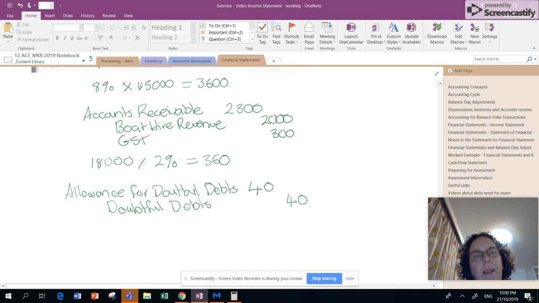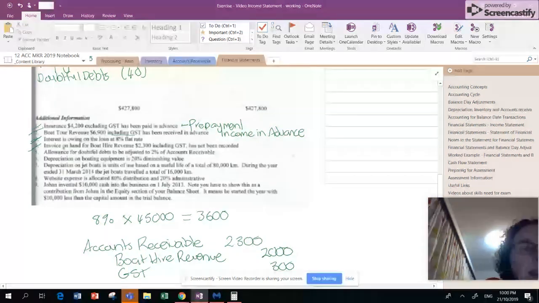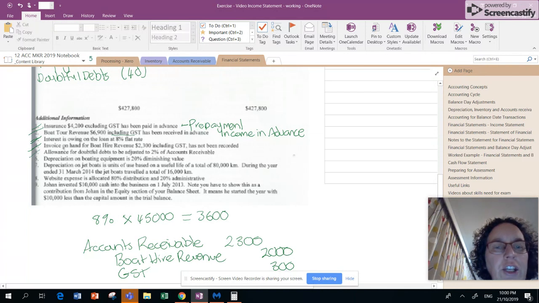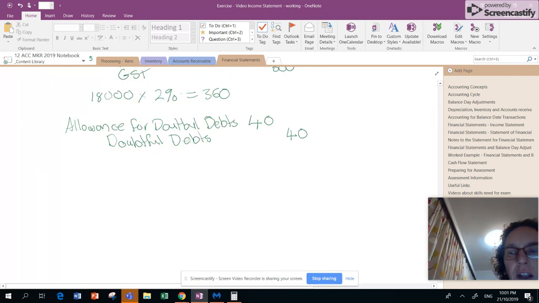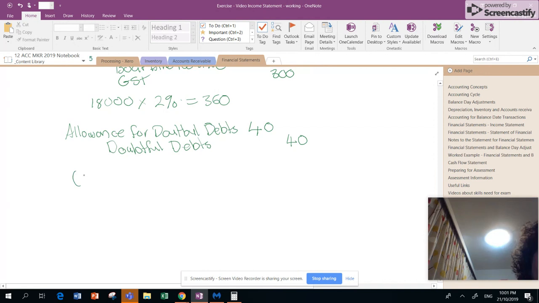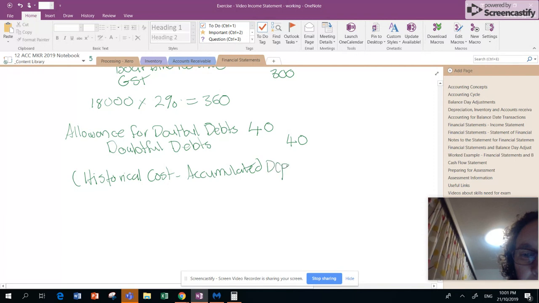Right, now we've hit our depreciation. So remember, we've got different types of depreciation. We've got straight line, we've got diminishing value, and we've got units of use. Our first one is a diminishing value one. So the diminishing value one is when we take our historical cost minus accumulated depreciation to get our carrying amount, and then times that by the rate.